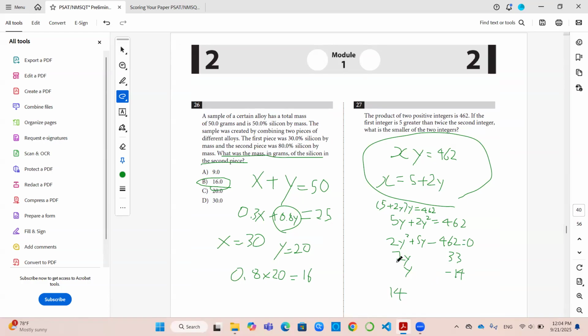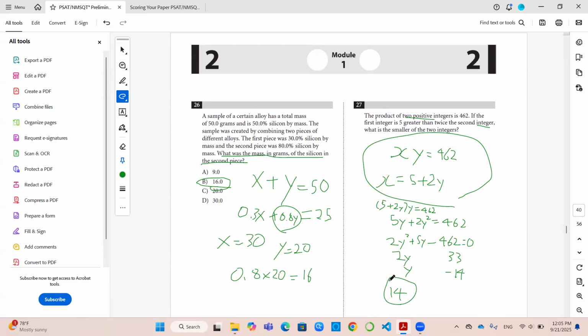I'm going to ignore minus 33 over 2 because it says an integer. We're looking for an integer. And it also says positive integers. So between minus 33 over 2 and 14, 14 is the positive integer.